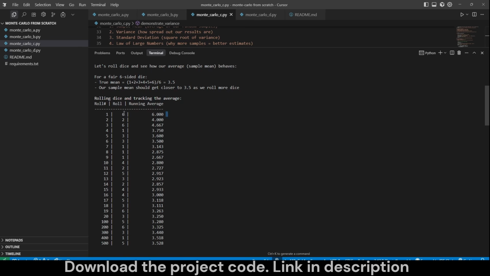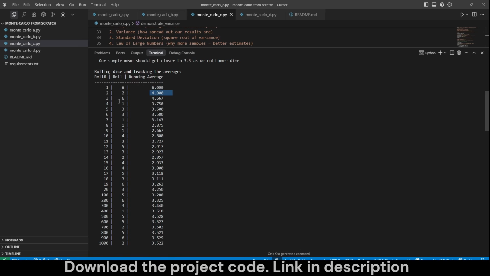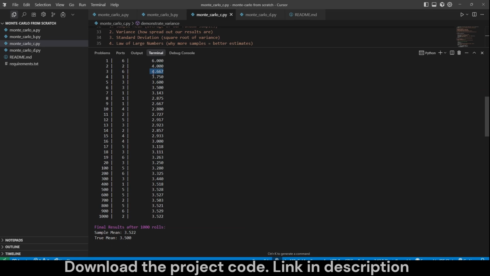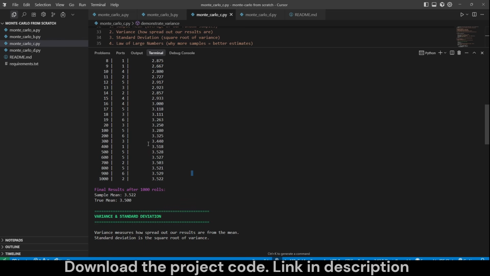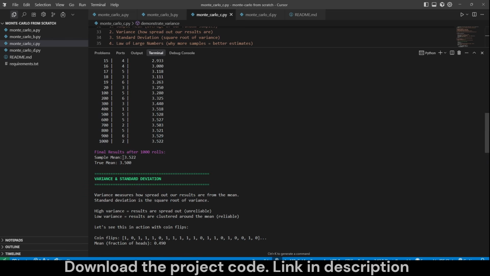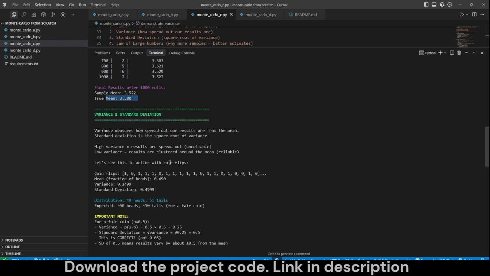But if you roll it one time and get 6, then the running average is 6. If you roll a second time and get a 2, that's 8 divided by 2, that's 4. If you roll another 6, then that's 14 divided by 3, 4.6 something. And then as we go along, it varies. So that's where the variance comes in. Look, we started at 6, but dipped all the way down to 2.6. But as you keep rolling, we start approaching the true mean, which is 3.5. After 1,000 rolls, we get a sample mean of 3.522, and the true mean is actually 3.5.